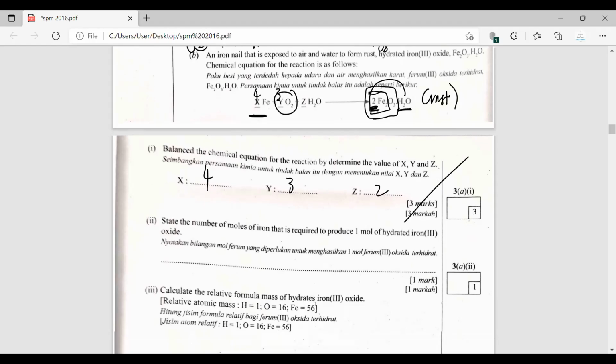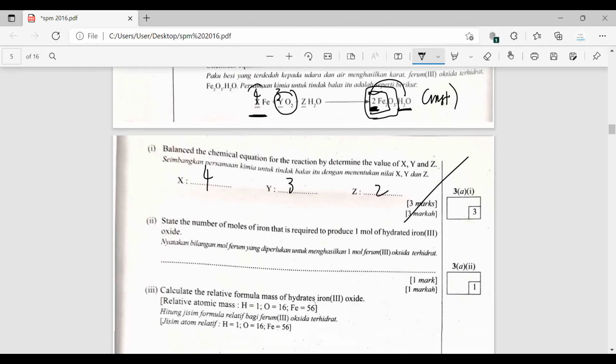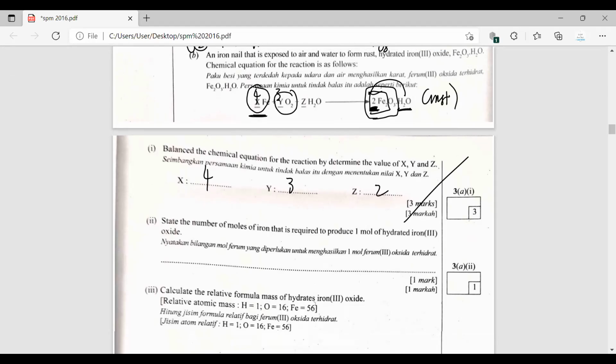If I produce 2 moles, I use 4 moles of iron. If teacher wants to get 1 mole here, how many moles? Heman, what do you say? 2 moles. Okay, Caroline? Sorry, I'm doing number 2. How many moles of iron is required to produce 1 mole of hydrated iron trioxide? Not sure. Okay. Who else, like Caroline, is not sure?